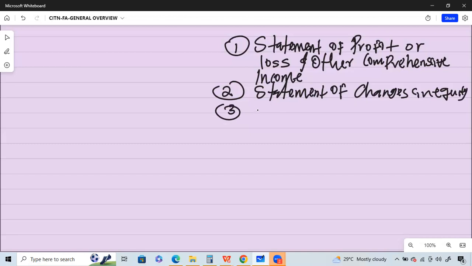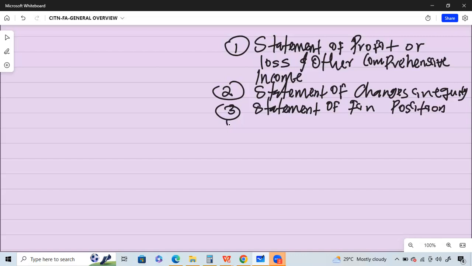We also have number three, which is what we call the statement of financial position, which some of us may have known before. They used to call it balance sheets. But the new name now is statement of financial position. We don't call it balance sheet anymore. Statement of financial position.